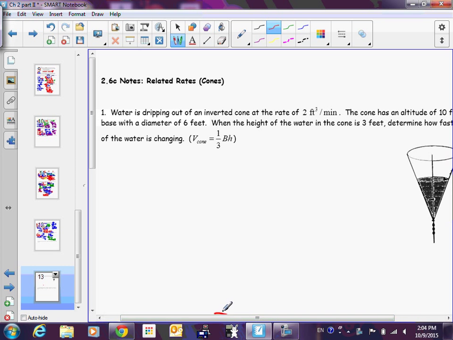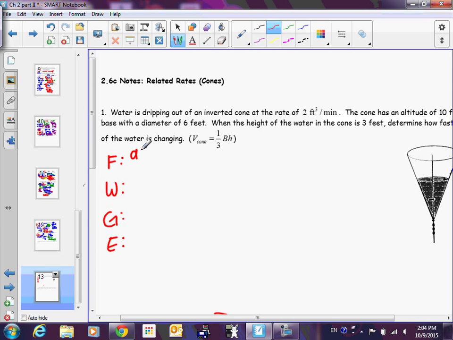Okay, so in this problem, it says water is dripping out of an inverted cone at a rate of 2 cubic feet per minute. Think of it like those little paper snow cone cups. Water's leaking out the bottom of that cone, like in this picture. The cone has an altitude of 10 feet and a base with a diameter of 6 feet. When the height of the water in the cone is 3 feet, determine how fast the height of the water is changing. Okay, so what are they asking us to find in our Fuigi?